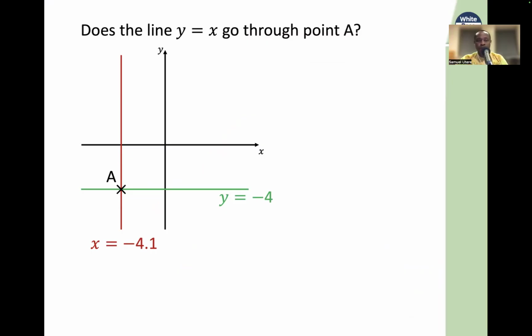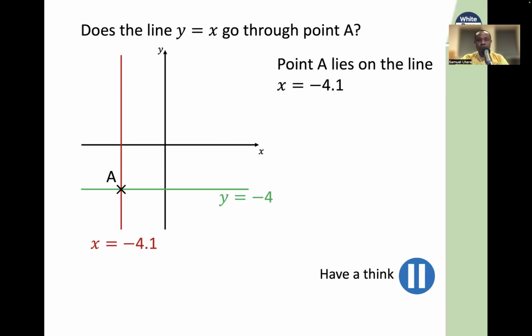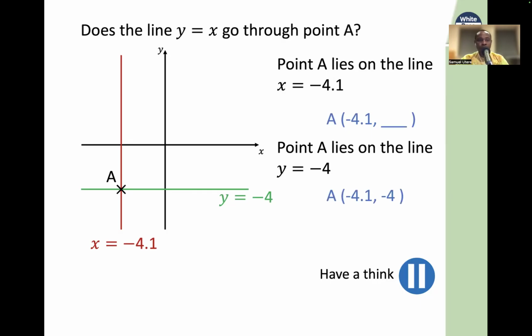Well, looking at point A, we can see that the value of x is negative 4.1. You can see it here. You're being told what it is. And the value of y is negative 4. Well, if we were to write the coordinates, we would write it like this. We would say, well, the coordinate of point A is negative 4.1 and negative 4.